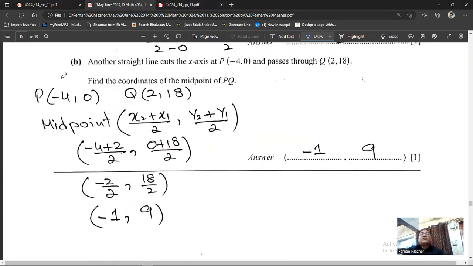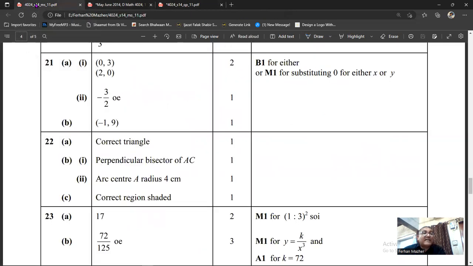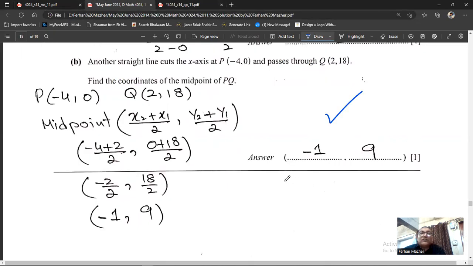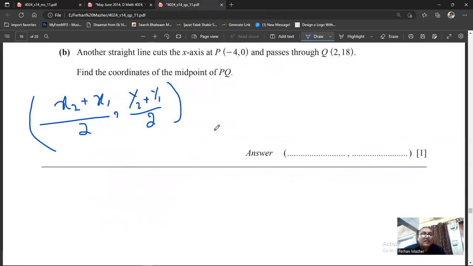And here we go. P is (-4, 0). Q is (2, 18). The midpoint formula is x2 plus x1 divided by 2, y2 plus y1 divided by 2. So it will be -4 plus 2 divided by 2. That will be -2 by 2, and that will be -1. And the y will be 0 plus 18 by 2. That will be 18 by 2, that will be 9. So (-1, 9). So the midpoint of PQ will be (-1, 9). (-1, 9) is the right answer. This is the solution, and hopefully you understand.